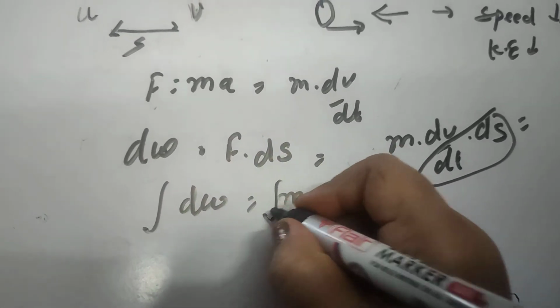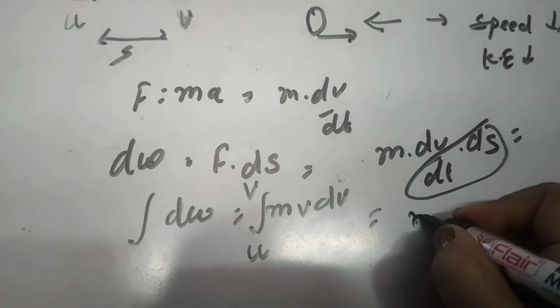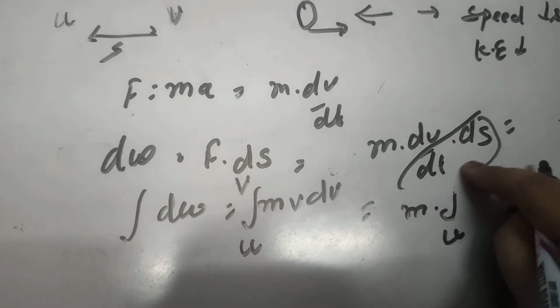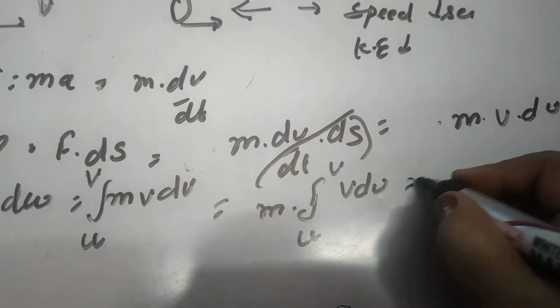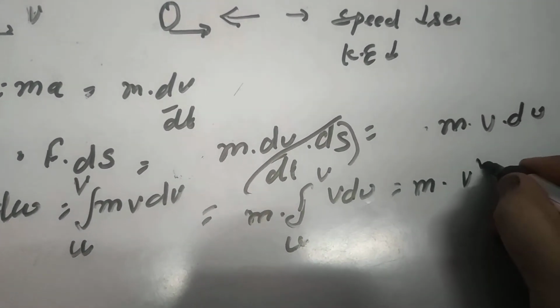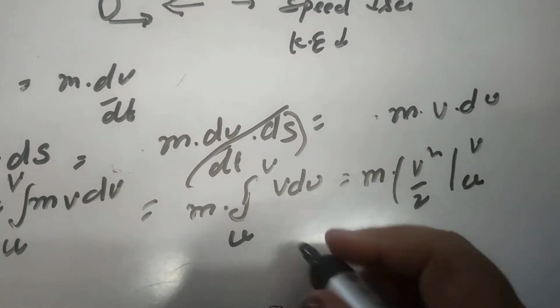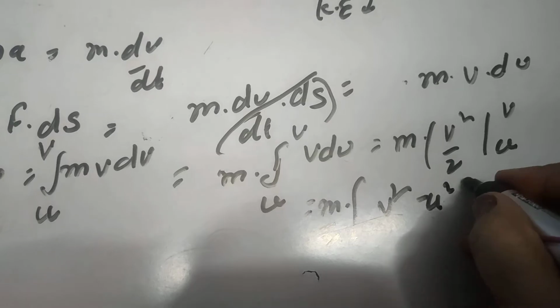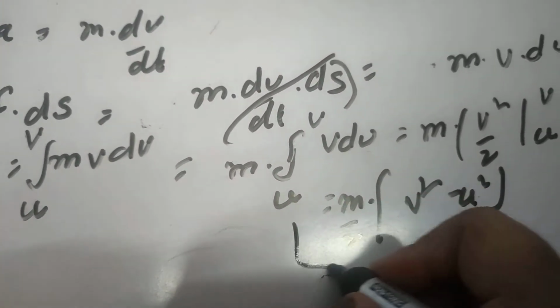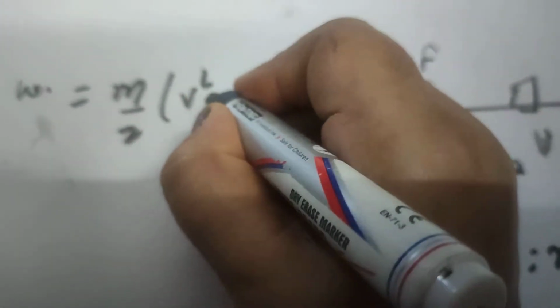So for the total amount of work done, the velocity was changing from u to v, so we integrate from u to v. Since m is constant, it is taken outside. The integral of v dv is v square by 2. We apply the integration rule, that is upper limit minus lower limit. So m by 2, this is v square, the upper limit, minus u square, the lower limit. So work done W comes out to be m by 2 into (v square minus u square).